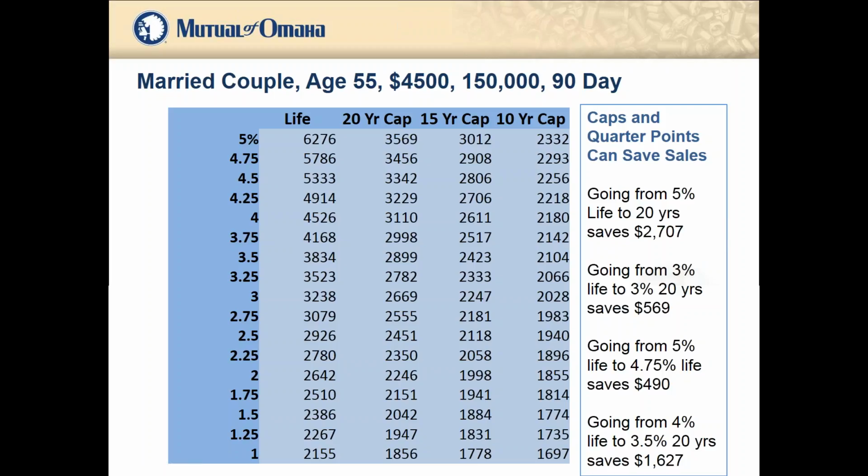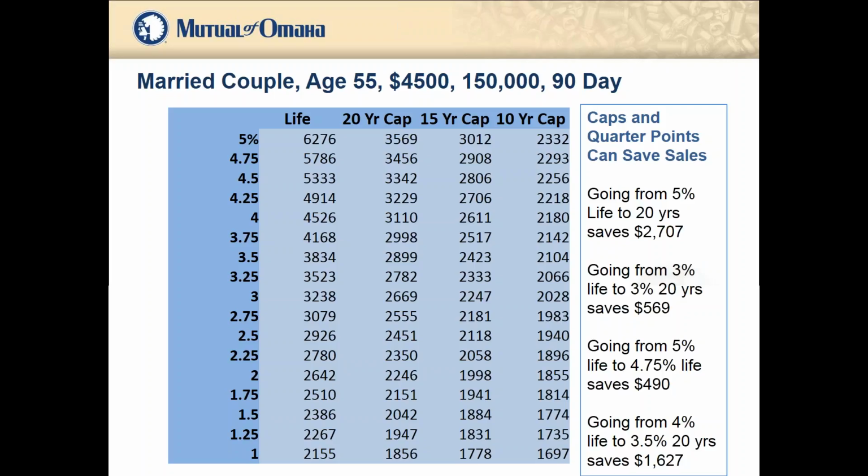So, what you see here is a lot of different notes for this couple. Moving from 5% compound to the 20-year cap saves them $2,700. Going from 3% compound to the 3% 20-year cap saves them $570. Even a small move like 5% lifetime to 4.75% lifetime saves them almost $500. These are meaningful moves when you're working with folks who are trying to squeeze this into a budget that they think is already tight.